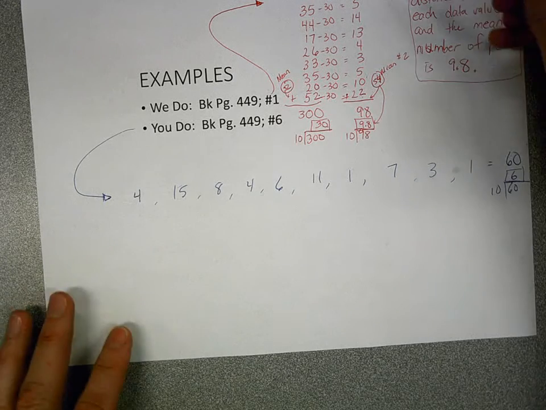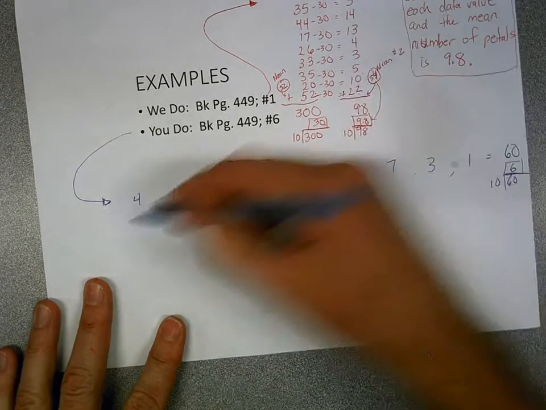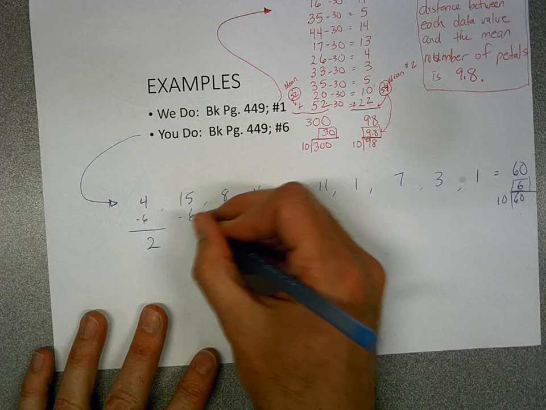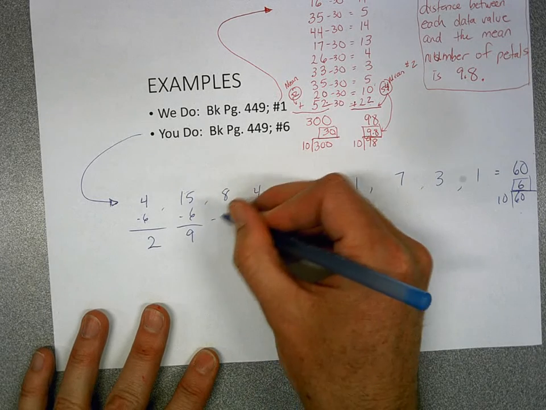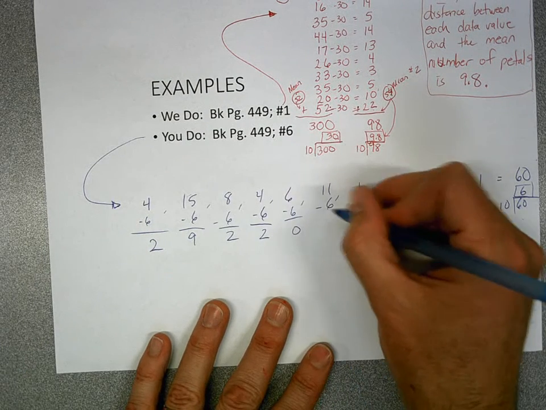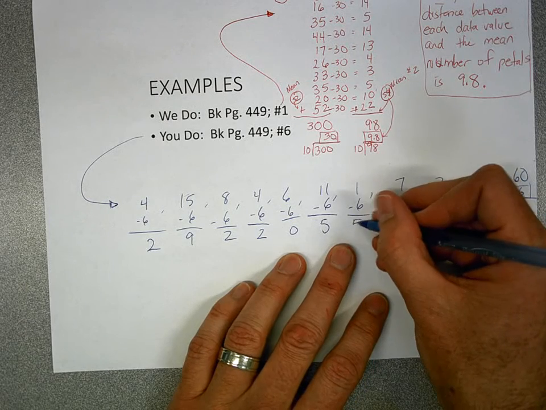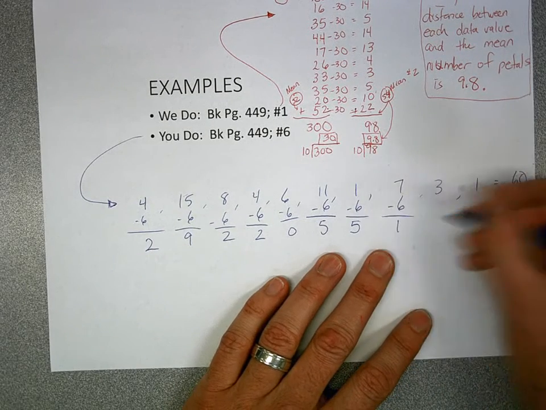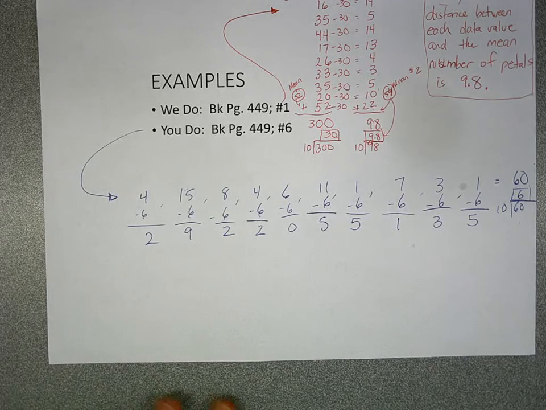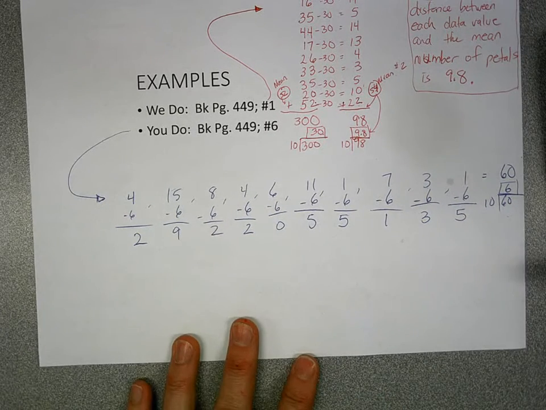So then I'm going to go ahead and find the distance between 6 and all of these. Instead of going sideways like this, I'm going to go down. Subtract 6 here, it's only 2. Subtract 6 here, 9. Subtract 6, that's 2. Subtract 6 is 2. Subtract 6, 0. Subtract 6, and a little too fast, is 5. Subtract 6 is 5. Subtract 6 is 1. Subtract 6 is 3. Subtract 6 is 5. So there's the distances between all of our data values and the mean.